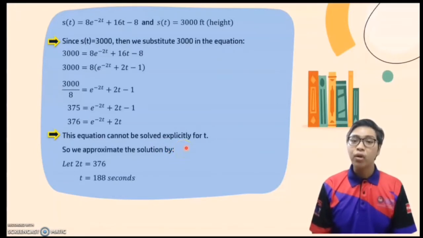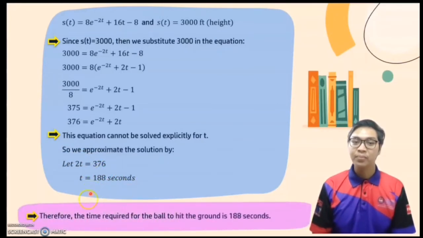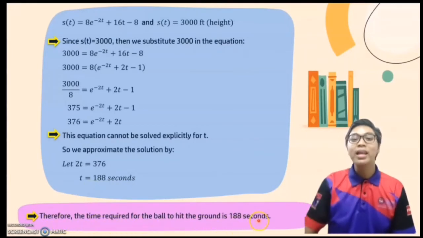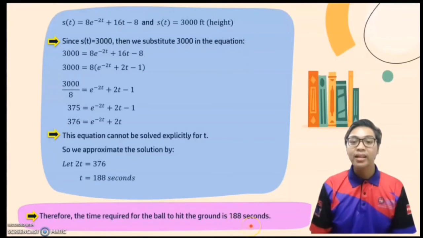But we note that for any large value of t, the negative exponential term will be negligible. Finally, a good approximation is obtained when 2t is equal to 376, then we get t is equal to 188 seconds. Therefore, the time required for the ball to hit the ground is 188 seconds. I hope you can understand the solution just now.